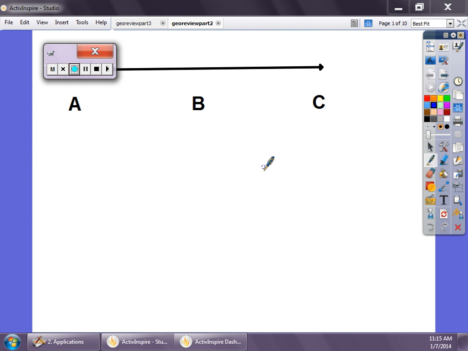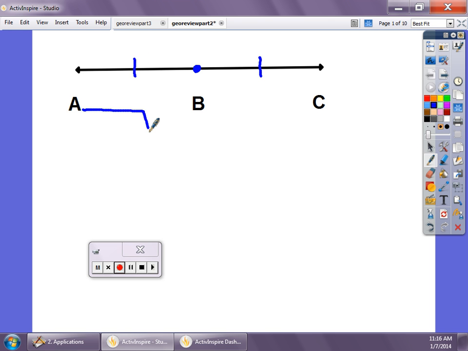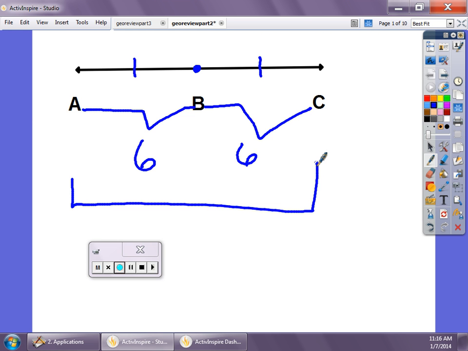Okay, we're looking at the geometry review packet problems number 11 through 20. I have a drawing of the problem, and it tells us that I have line A, B, C, where B is the midpoint. What does it mean to be a midpoint? In the middle. It creates two equal pieces. They told me AB is worth 6, so BC is worth how much? 6. So how far is it from A to C? 12. Excellent job. Everyone good with that?